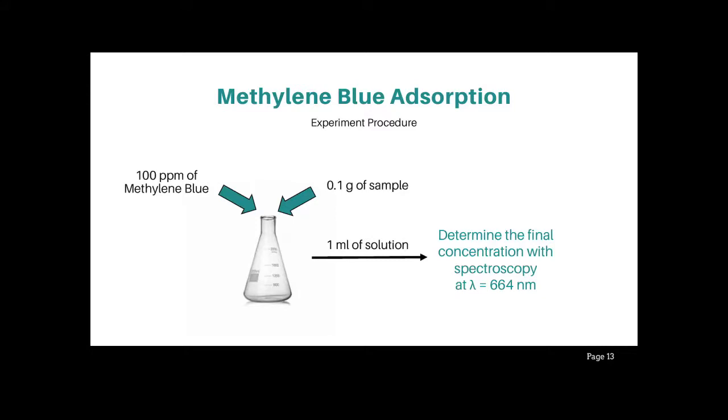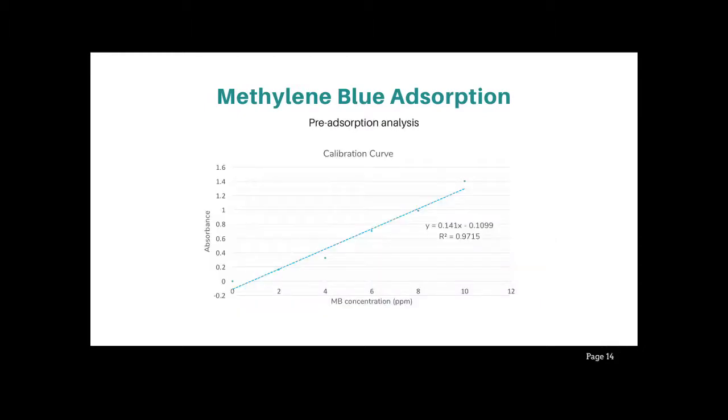In order to find the efficiency in methylene blue adsorption, 0.1 grams of sample was mixed with 100 ppm of methylene blue under 200 rpm stirring rate. After 75 and 150 minutes have passed, 1 ml of the solution was diluted and centrifuged to determine the final concentration. In fact, the concentration of the dye in this solution is measured at a wavelength around 660 nanometers by UV spectrometer. As a pre-analysis result, we can conclude that the relationship between the absorbance A and its concentration C is A = 0.141C - 0.1099 from the calibration curve.